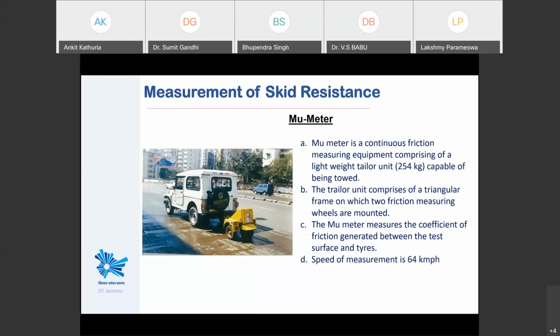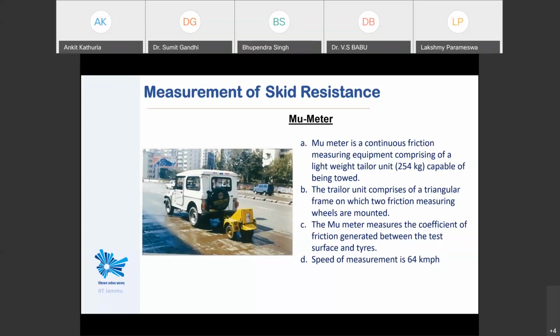This equipment is a continuous friction measuring equipment and comprises a lightweight trailer unit, which is 254 kg and is capable of being towed just like the bump integrator. The trailer unit comprises a triangular frame that you can see in this picture, on which two friction measuring wheels are mounted.